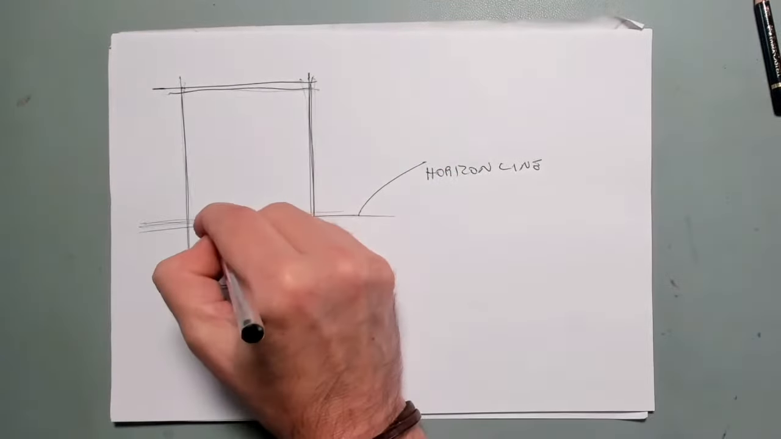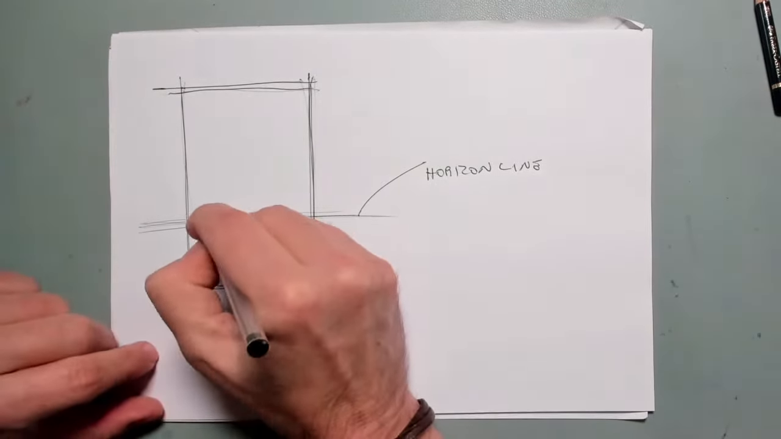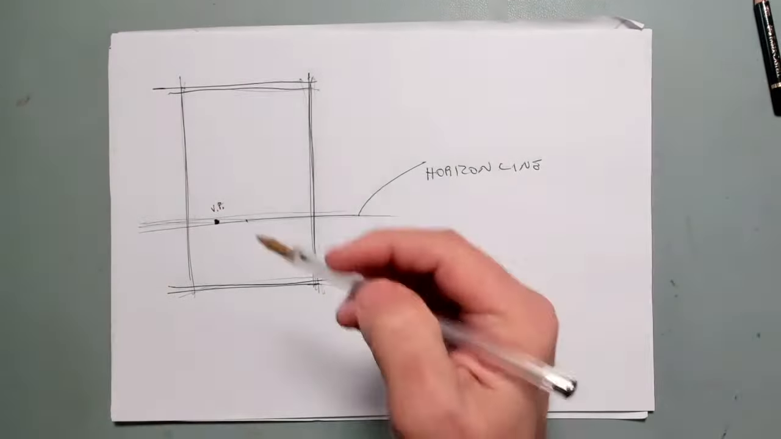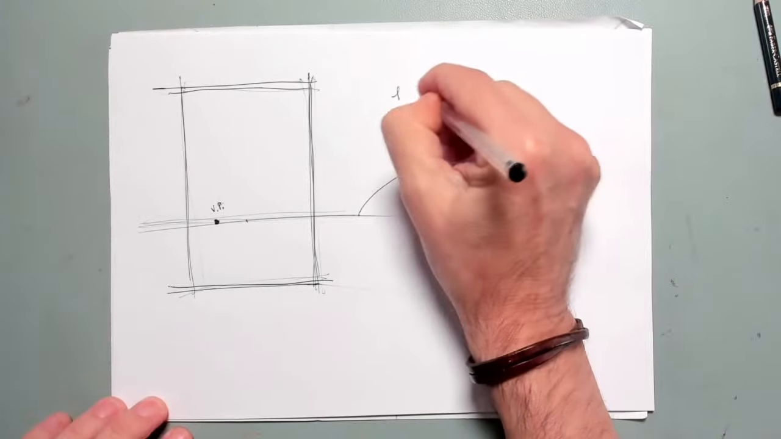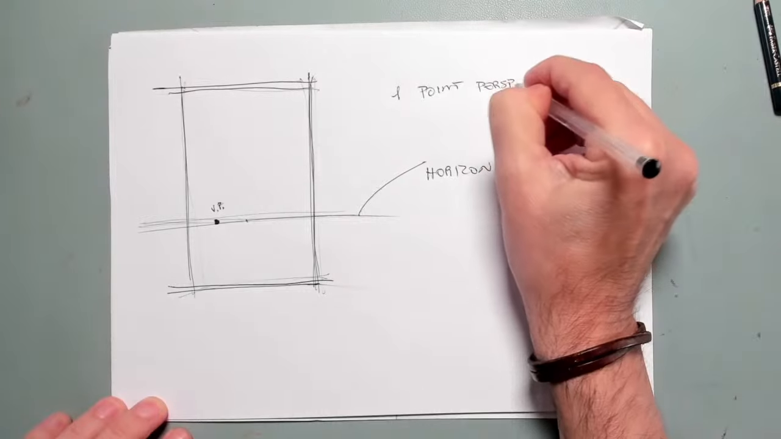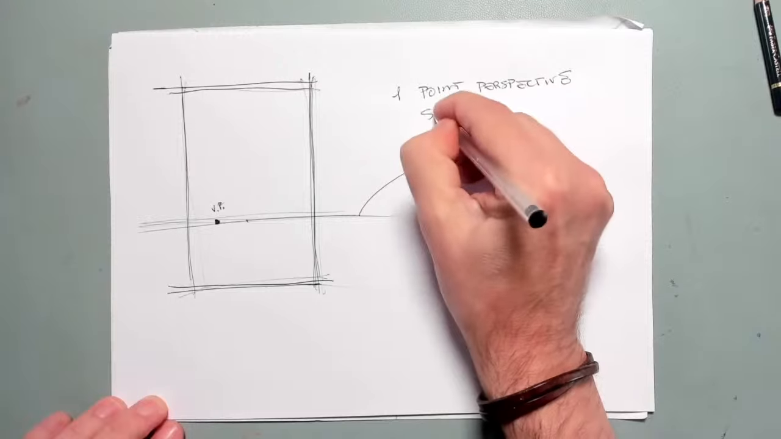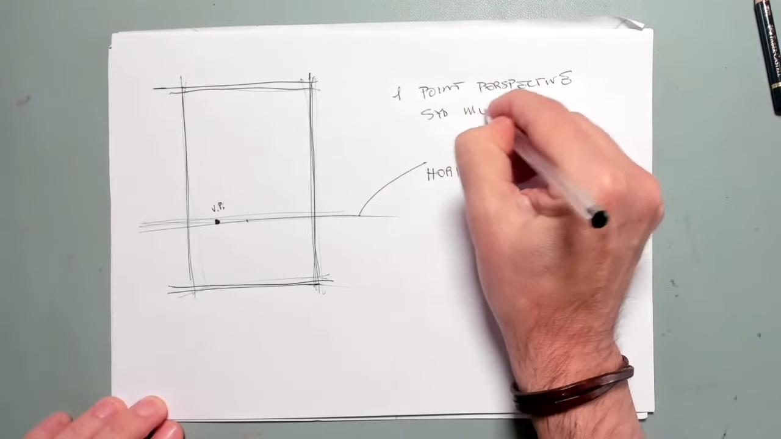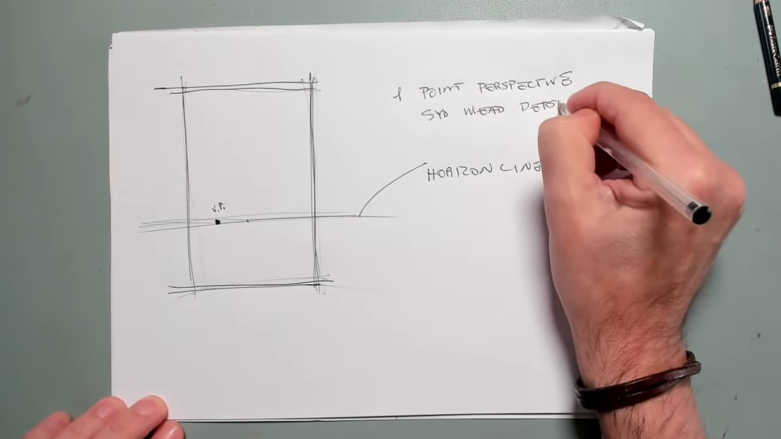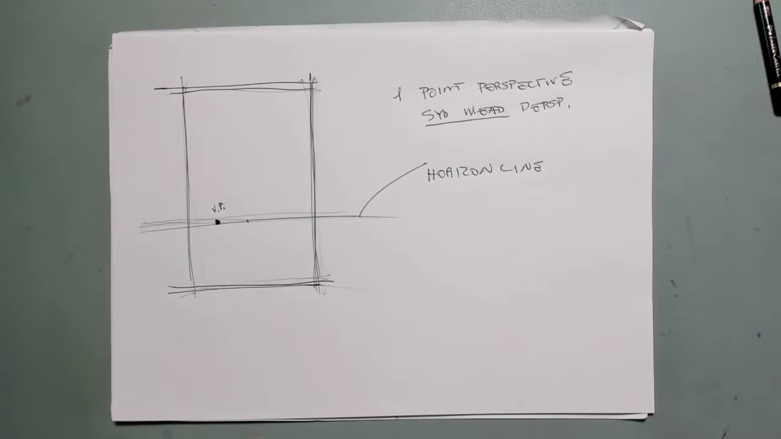So in general, we can put it here, right? So this is the vanishing point. And this is the one point perspective. What I call also the Sid Mead favorite perspective. So go and check who is Sid Mead. It's very important.